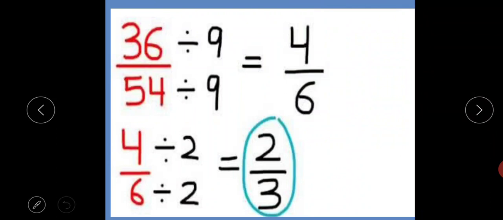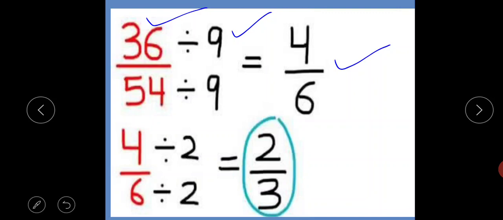फॉर एग्जाम्पल, when we have to find the lowest term of 36/54, we divide 36 and 54 by a same number. In this question we divide this by 9. You can try for 2, 3, 6 also. Now 9 4s are 36 and 9 6s are 54. So it is equivalent to 4/6.